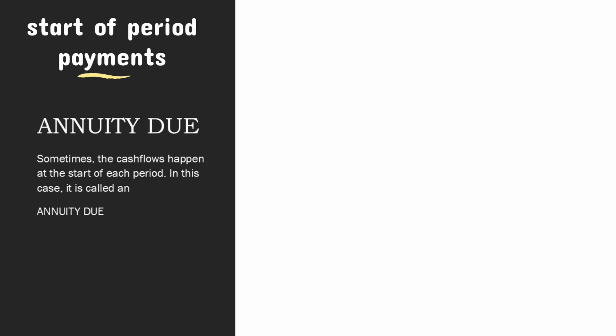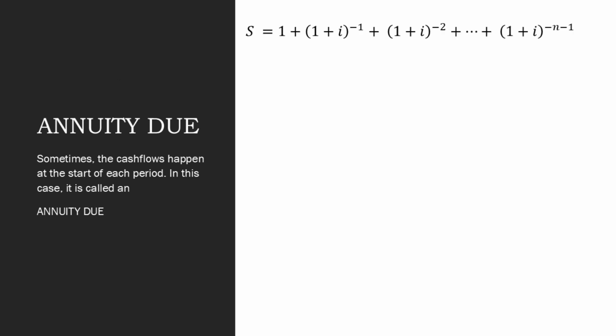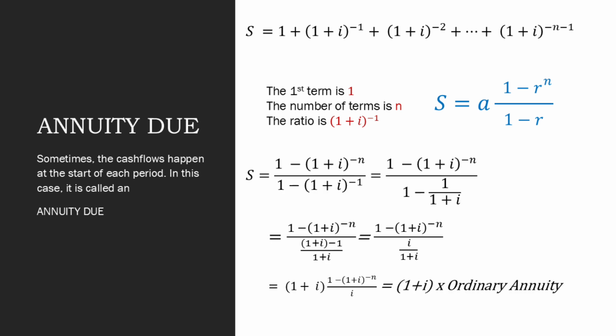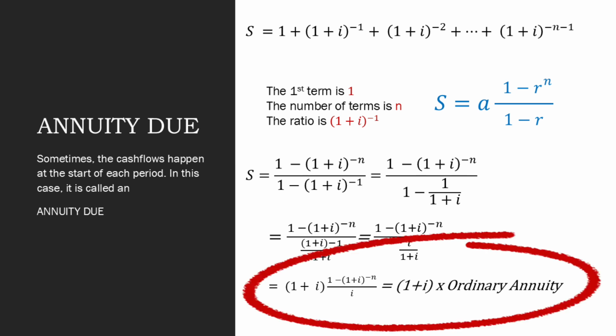Now, some annuities are paid at the beginning of each year rather than the end, in which case the series looks like this. This time, the first term is 1, with the number of terms and the ratio being the same as the previous case. Note that in the end, the formula is just (1+i) times the formula of an ordinary annuity. Other books might show more complicated formulas, but we'll just stick with this one so that you don't have to memorize all kinds of formulas.